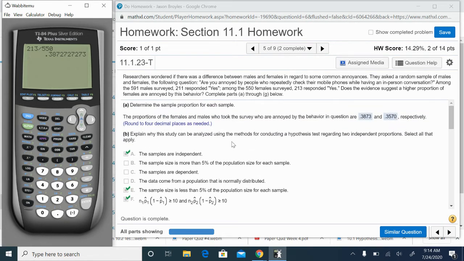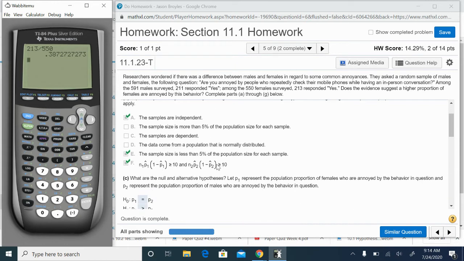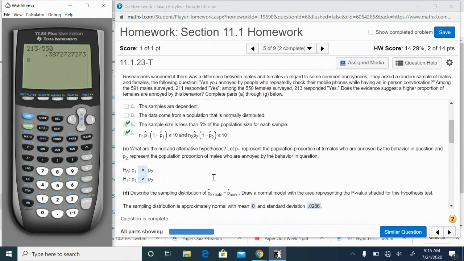Okay, good. The parts that make this test possible: we need the samples to be independent. We need the sample size less than 5% of the population size. And since we're doing two proportions now, we need both of these to be true. We did these in the last section, 10.3 or 10.2. So n times p times 1 minus p, you're doing it for both of the proportions. As long as those are both greater than or equal to 10, then we're good.